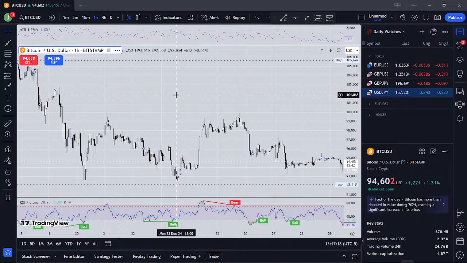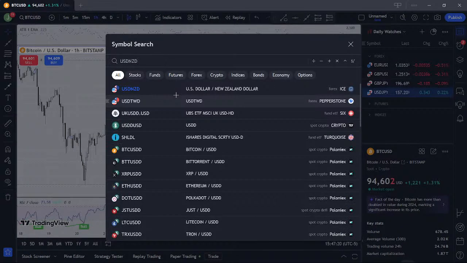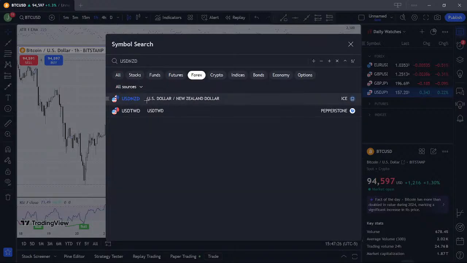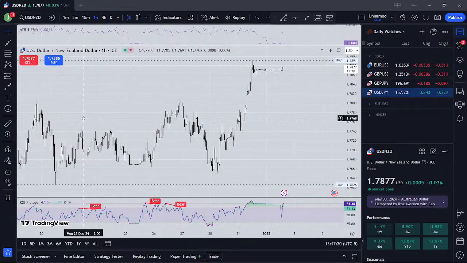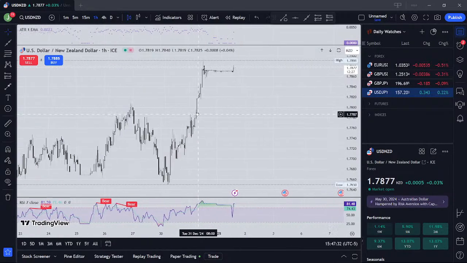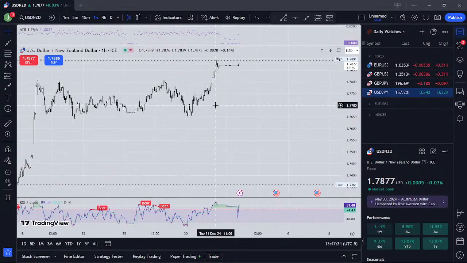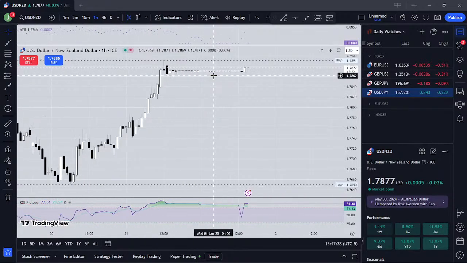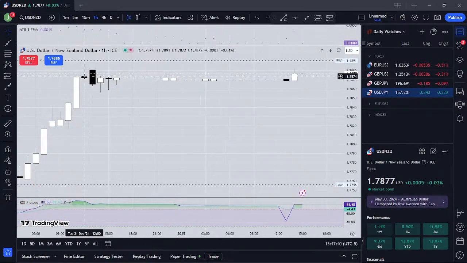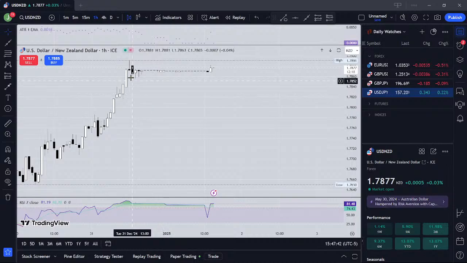So let me see the USD New Zealand dollar. That's what I'm thinking we should trade. Yeah, it's gonna be bullish. It's definitely gonna be bullish. So this is the 1 hour. This is how we're looking. This is not what you want to trade.